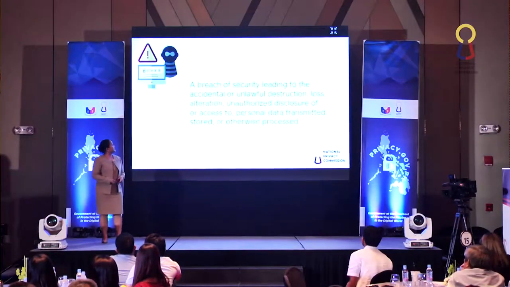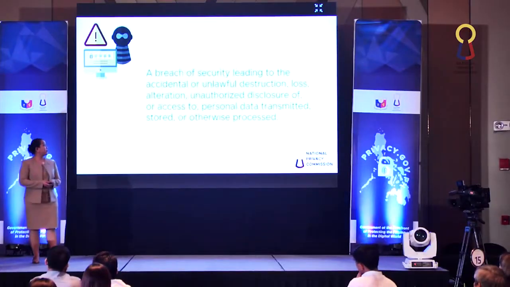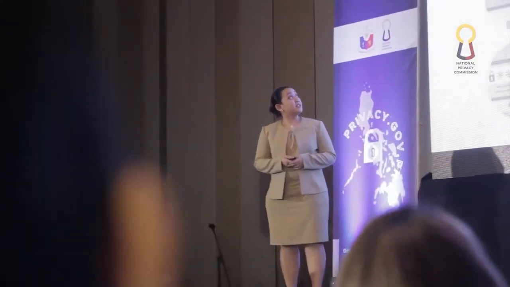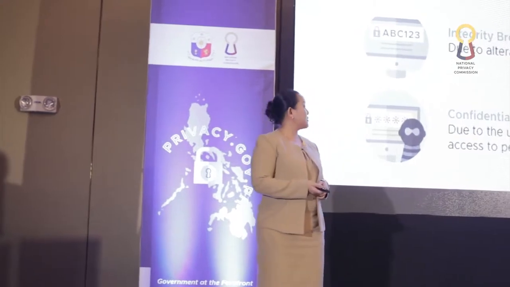But what exactly is a personal data breach? A personal data breach is a breach of security leading to the accidental or unlawful destruction, loss, alteration, unauthorized disclosure of or access to personal data, transmitted, stored, or otherwise processed. It could be an availability breach, integrity breach, or confidentiality breach. Availability breach happens due to loss or destruction of data. Integrity breach due to alteration of personal data. And confidentiality breach due to the unauthorized disclosure or access to personal data.